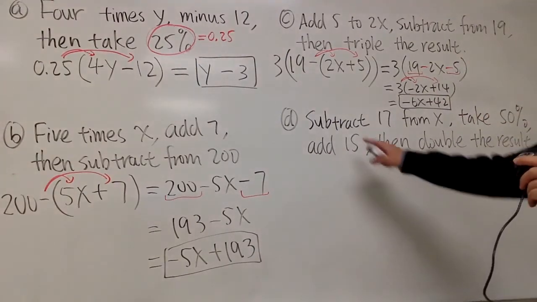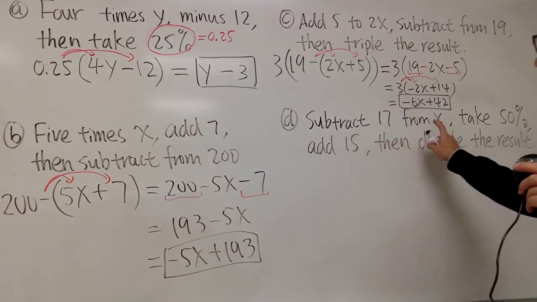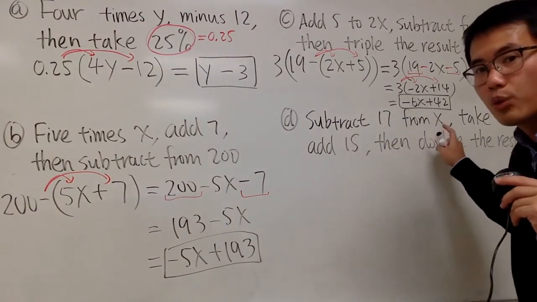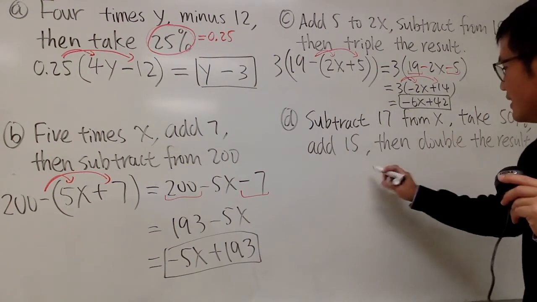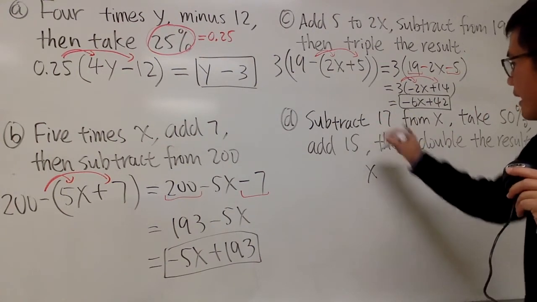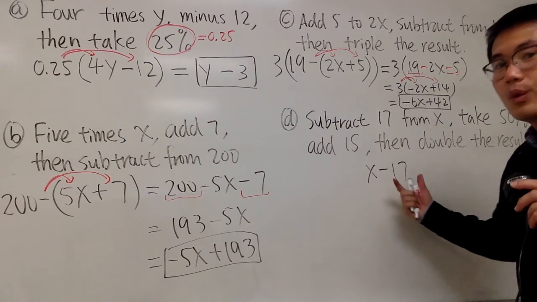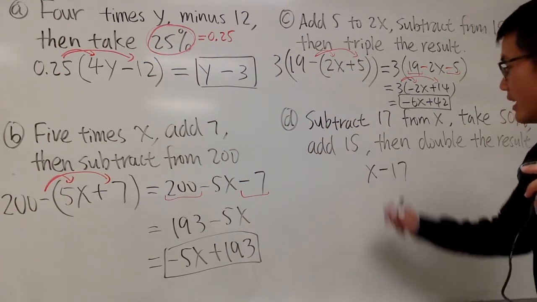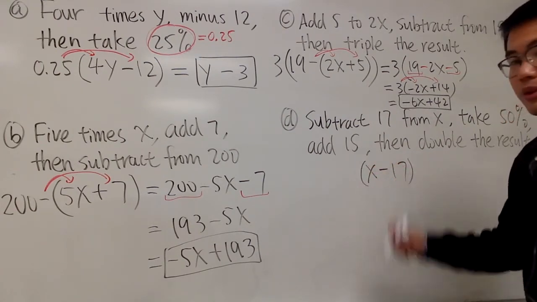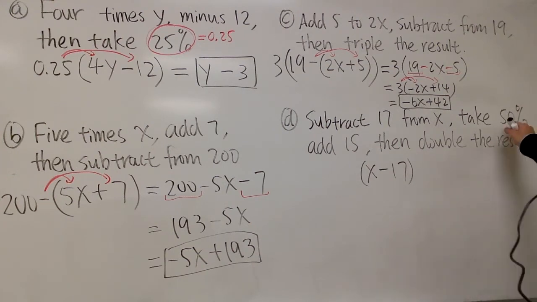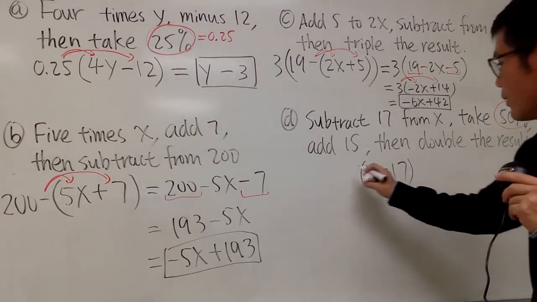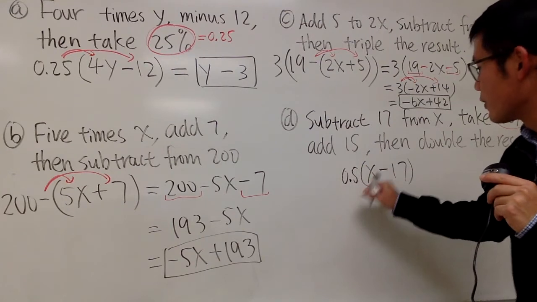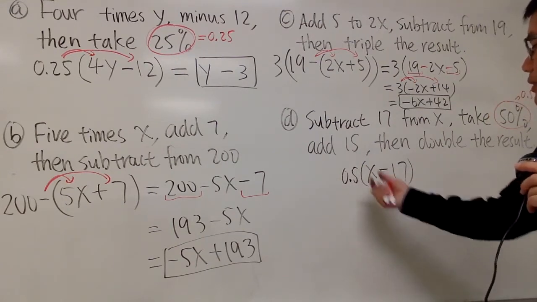Lastly, it says we are going to subtract 17 from x. So again, we have to put down where we are from first, x. So x goes first. And then minus 17. We subtract 17 from x. Put this in a parentheses because we have to do this first. And then it says we will take 50%. And again, change this to decimal. This is the same as 0.5, just half of it, right? So I will put down, multiply by 0.5. Half of this, so 0.5 times this.